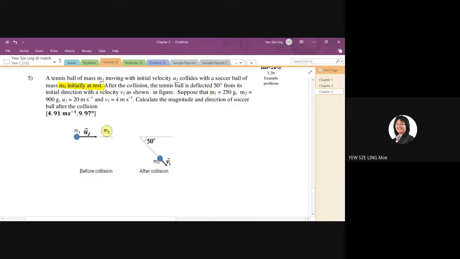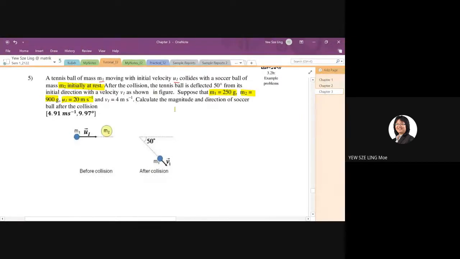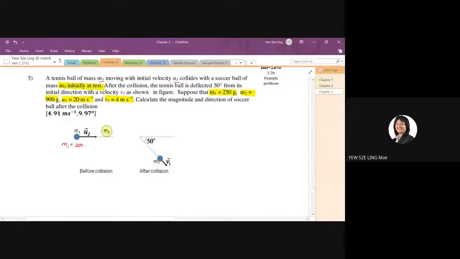So given m1, now you have m1 equals 250 gram, m2 equals 900 gram, u1 initial velocity is 20 meter per second, and then v1 is equal to 4 meter per second. Calculate the magnitude and the direction of the soccer ball after the collision. So what happened right now is, before collision, m1 equals 250 gram, and then your u1 given is 20 meter per second.